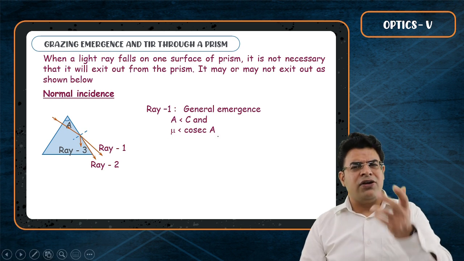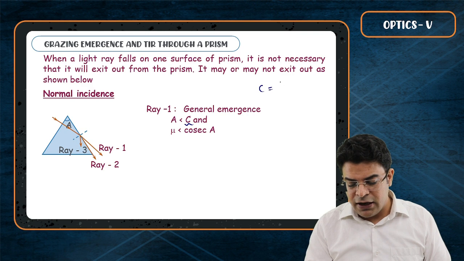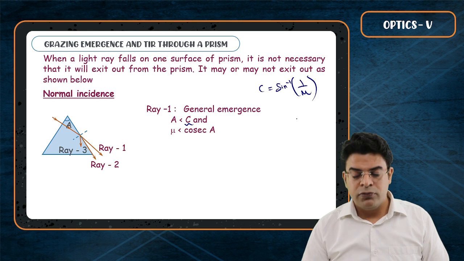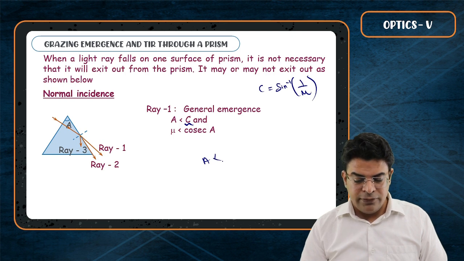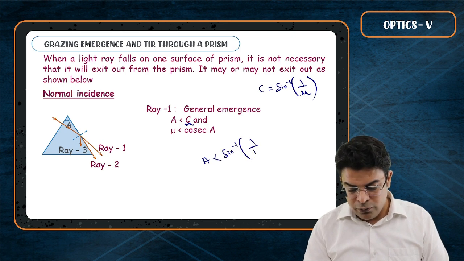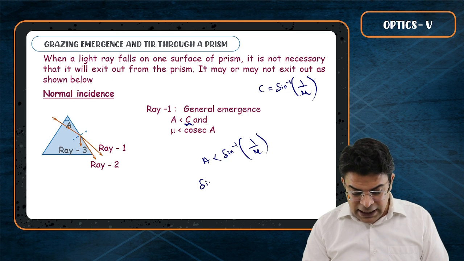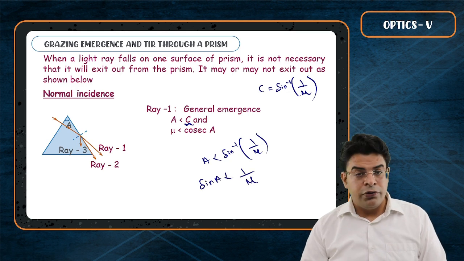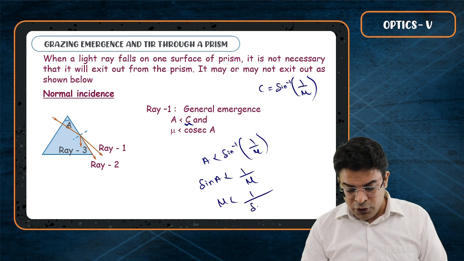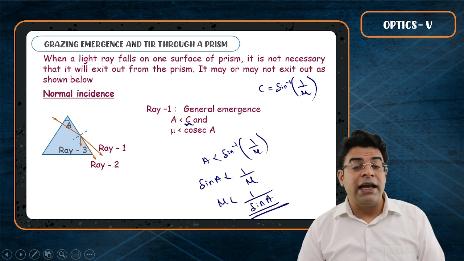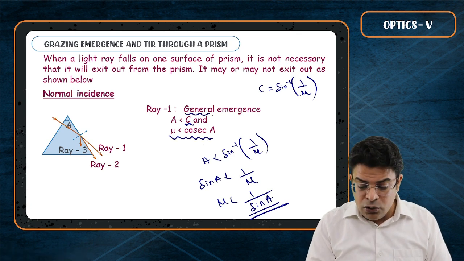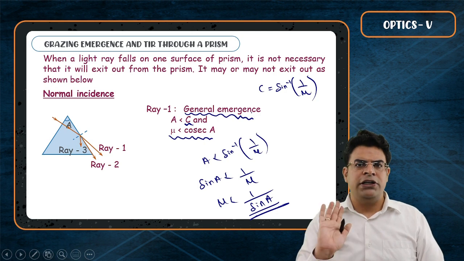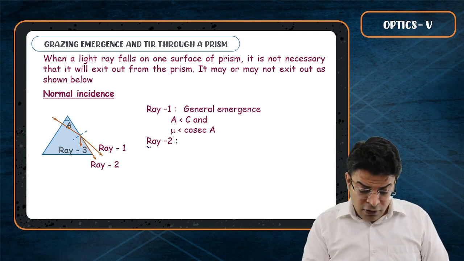So from where do you get all these things? In place of the critical angle, can I write sine inverse 1 by mu? Sine C equals 1 by mu. So here I can write A has to be less than sine inverse 1 by mu. So you will say that sine A has to be less than 1 by mu. So mu has to be less than 1 upon sine A, and 1 upon sine A can be written as cosec A. So mu has to be less than cosec A for the light to come out as in the case of general emergence.